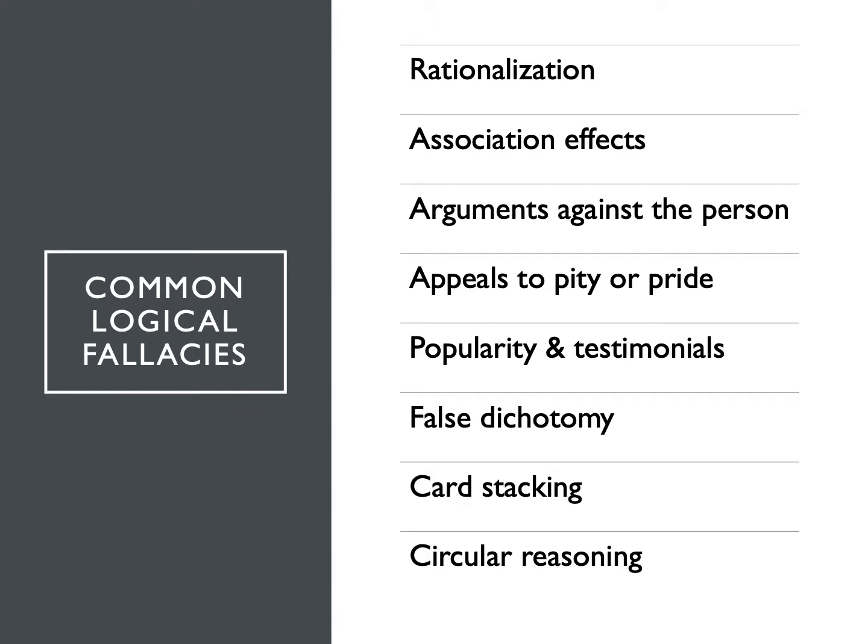Card stacking involves omitting important information that might support an unfavorable view, and it's also known as suppressed information. Essentially, you leave out the variables that don't fit your argument. An example might be a car advertisement that compares itself to another car and stresses that their car has better gas mileage and costs less, but leaves out which car needs more repairs or has more comfortable seating or accelerates better.